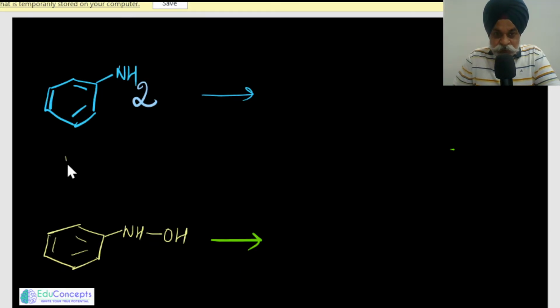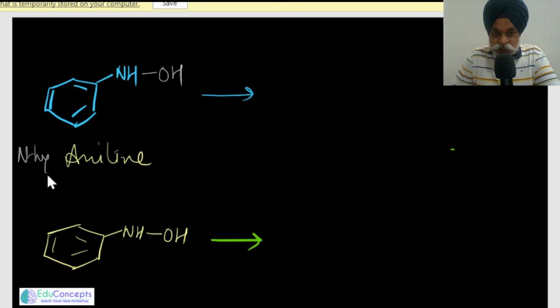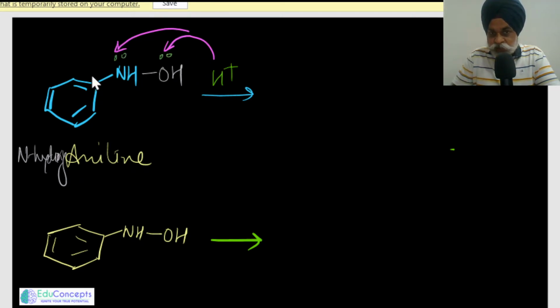So first is this particular compound, we call it aniline, and they have given us N-hydroxyaniline. If I replace one of the H with an OH group, it becomes N-hydroxyaniline, as I just explained the name of this compound. N-hydroxyaniline has a lone pair at two sites and it is being treated with H positive. Now the simple question here is where should I attack? Should I attack onto this lone pair or onto this lone pair?